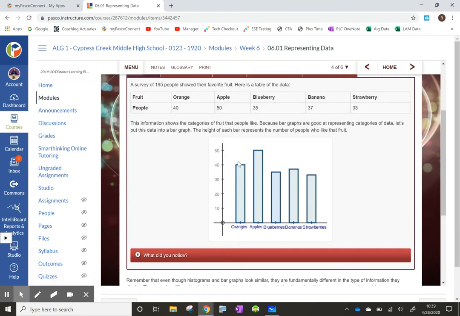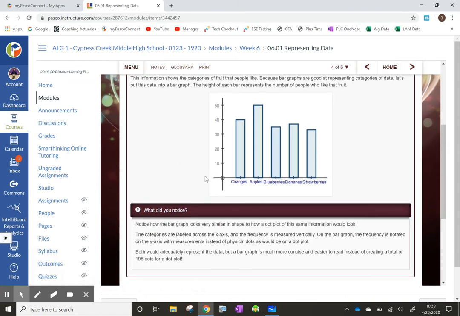So for oranges, you can see on the bar graph, that bar goes up to 40 since 40 people liked oranges. Apples, the bar goes up to 50 since 50 people liked apples. For blueberry, it went up to 35, and you get the idea, right? It's just a bar graph. But it makes it easy to see the data. We can see just by looking at the bar graph that apples is the most popular, and strawberries seem to be the least popular.